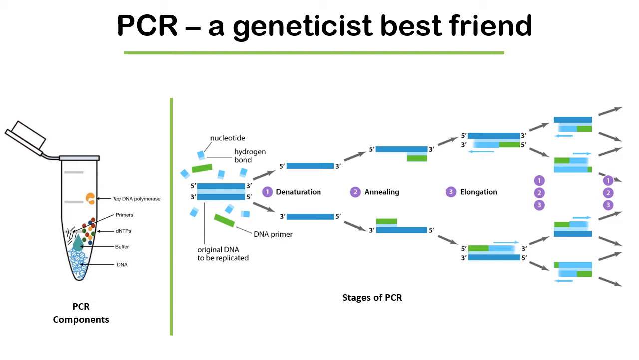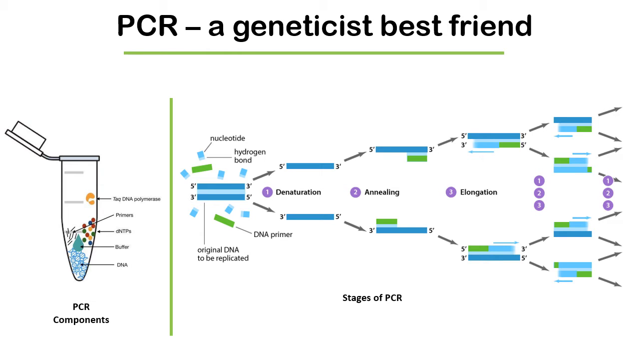So first off, let's start off with our template. This is a sample of nucleic acids that contains our desired target sequence. Next up, we have primer pairs. Primers are synthetic short DNA strands, which complement the target sequence and bind to the single-stranded DNA.